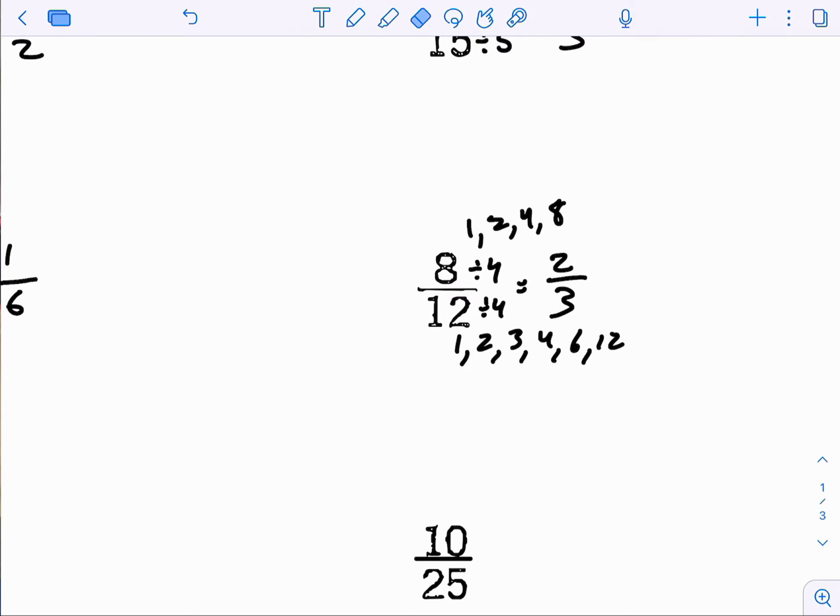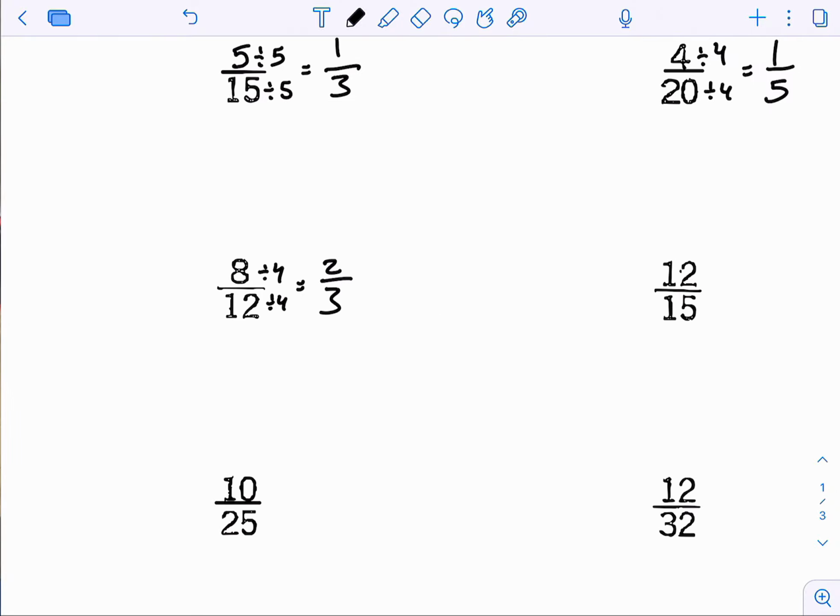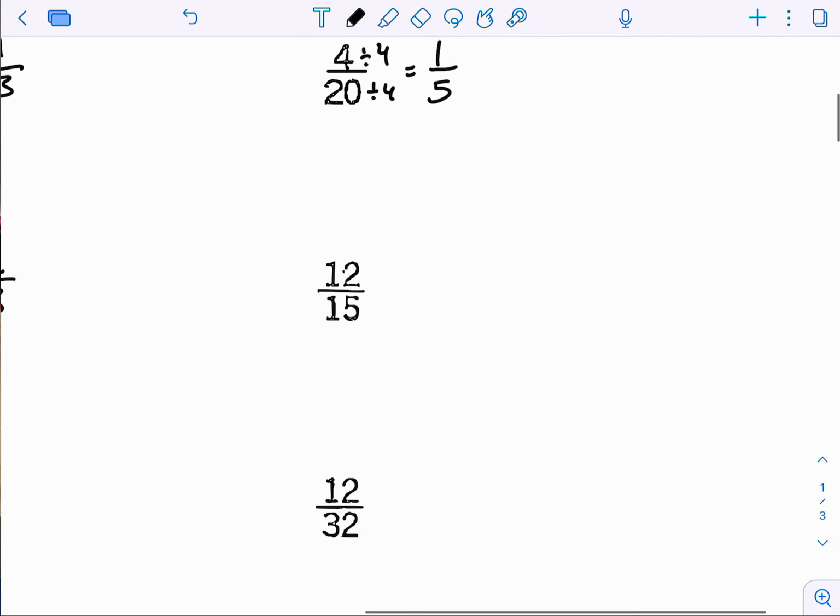So 2/3 is the reduced fraction in lowest terms. Okay, 12 and 15. When I think of 15, what are the factors of 15? Instantly you think of 3 and 5. Either one of those go into there. Yes, 3 goes into there, so I'm going to divide these by 3. Okay, so it's going to give me 4 over 5.